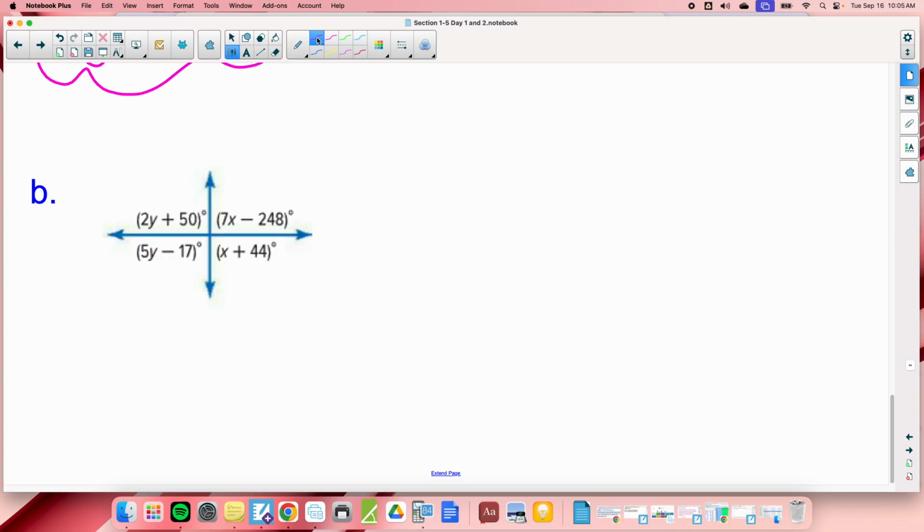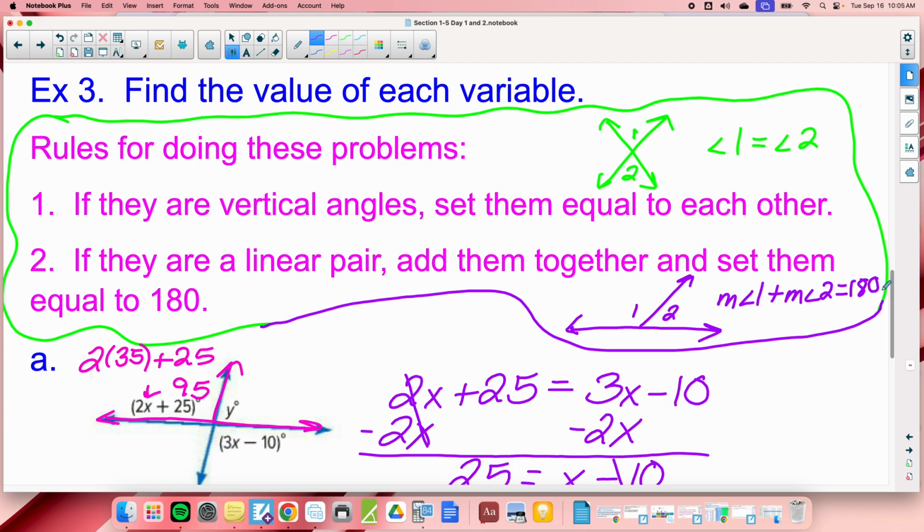Do you guys get that 2x plus 50 and 5y minus 17 together make a straight line? So what do I know about them? They equal 180. Does everybody understand that? Because they form a straight line, they're a linear pair and they equal 180. And back here it says, if they are a linear pair, add them together and set them equal to 180. And linear pair, if you wanted to above this, say straight line.